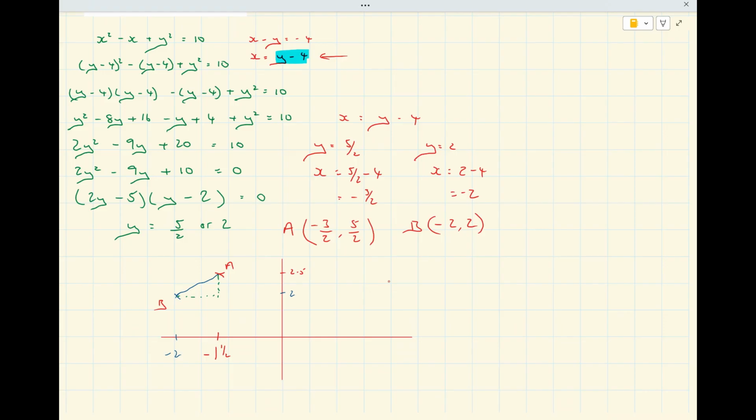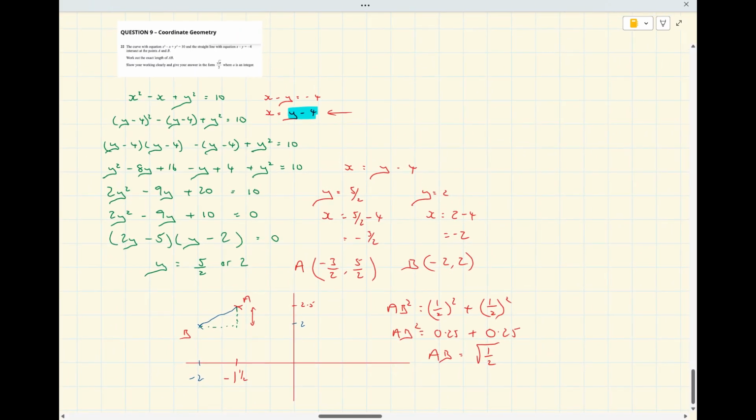AB. So AB squared is going to be, now what's that length there? It's a half, isn't it? A half squared plus a half squared. AB squared equals, so that's a quarter plus a quarter. Come on, Chris. What's going on here? Try again. So AB will be the square root of a half. Okay.